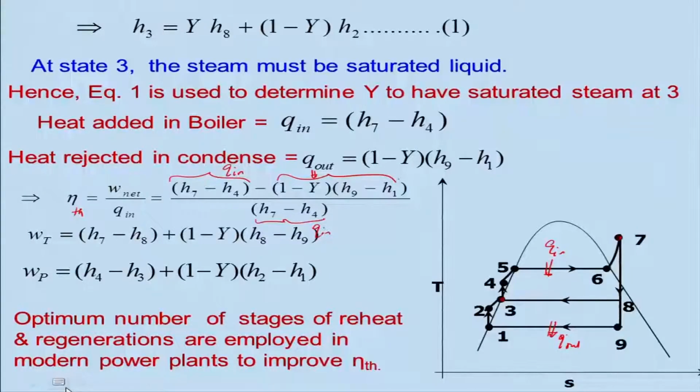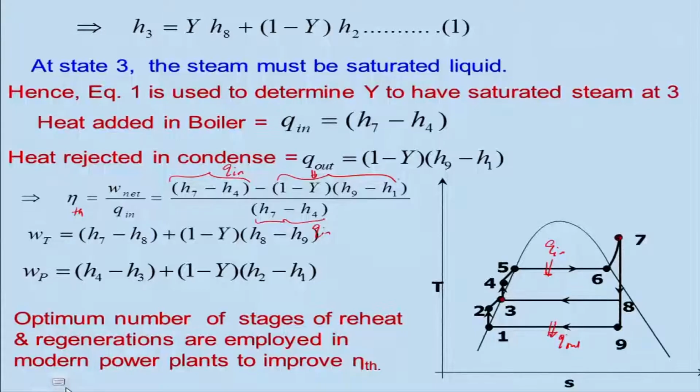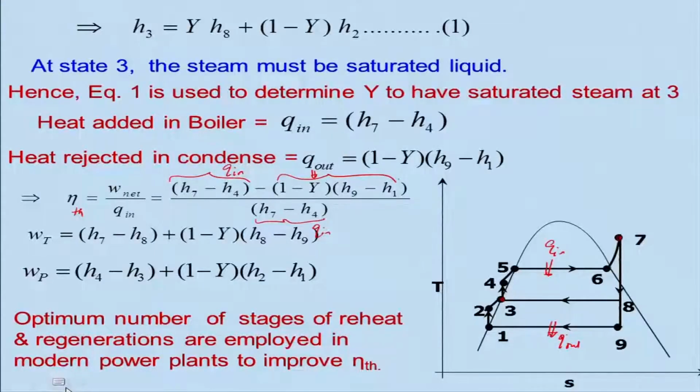So, it is very important to optimize it, otherwise while trying to enhance the thermal efficiency, you may land up decreasing it, or not enhancing it further. So, one has to optimize the number of stages of reheat and regeneration. Generally, regeneration is not used alone, it is clubbed with the reheat. In other words, the combination of the reheating and the regenerative system is implemented in actual steam power plants, right.